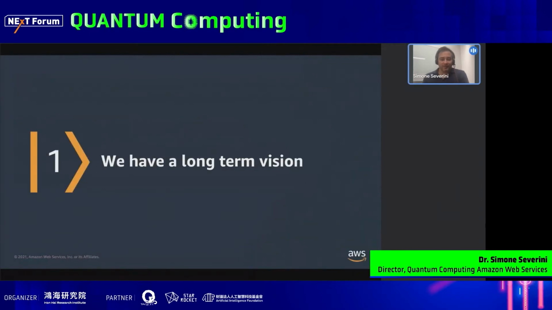So the very first point that I would like to talk about is long-term vision. Indeed, the very first point is the importance of having a long-term vision for quantum computing. In fact, while this technology is exciting and is evolving very fast in many parallel directions, it's also important to set the right expectations. Right now, quantum computing still needs a lot of scientific discovery and engineering work.